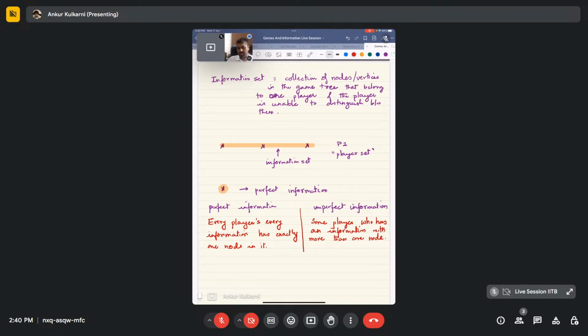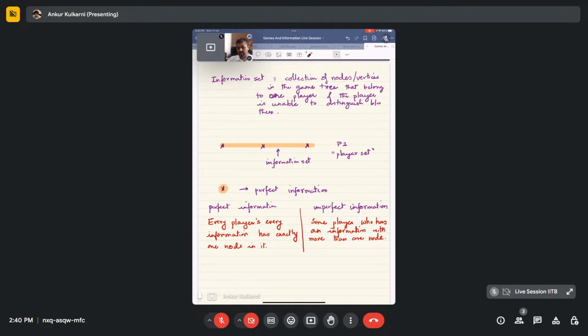So there is at least one player who has an information set with more than one node. This is what it means for the game to be of imperfect information. Now your question was, how do information sets change when we have imperfect information? The answer is basically exactly this: when you have perfect information, the information sets are all single, in that they all comprise only one vertex. Each information set has exactly one vertex.